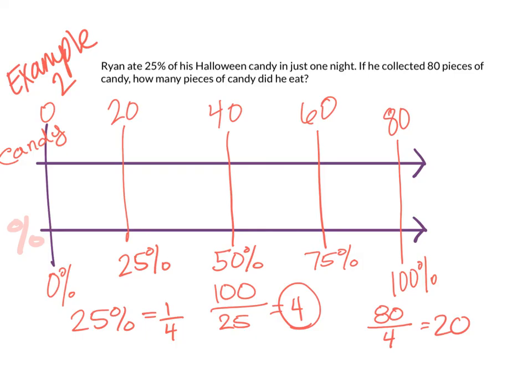Now if we're looking here, we can look very easily at our number line and say 25% of Ryan's candy was 20 pieces. So on that first night, Ryan ate 20 pieces of candy.